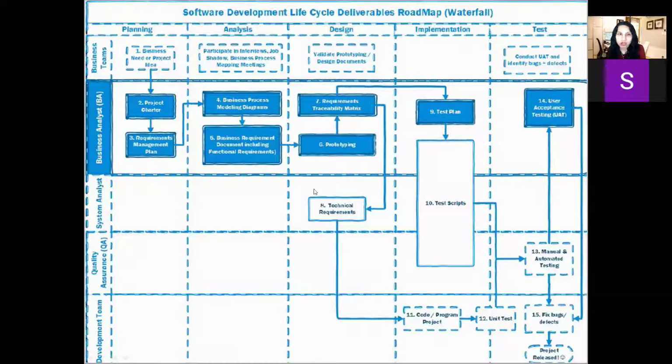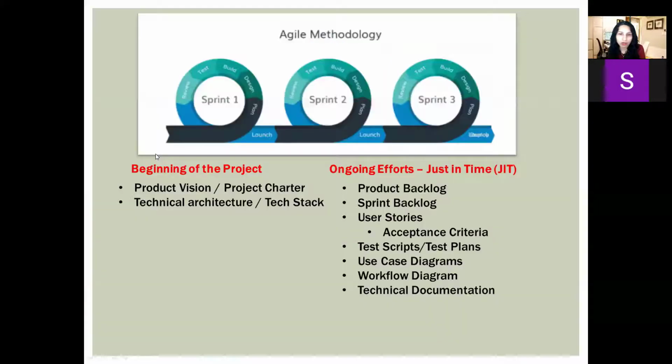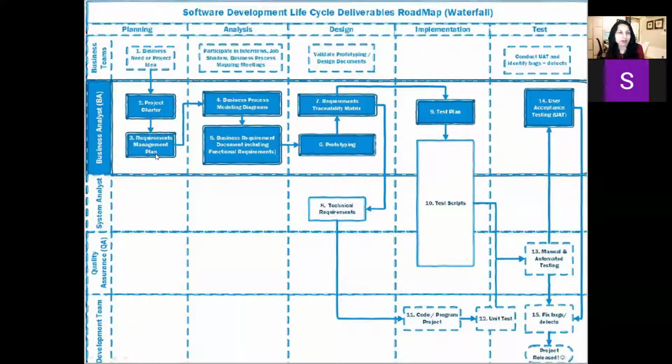Okay, so let's talk about waterfall, then I'll talk about Agile, and then we'll finish it up with any questions you guys may have. So this is waterfall. You start with planning, and as a business analyst, you're typically helping out with creating a project charter, or sometimes project managers do the project charter or the requirements management plan. All organizations are different. It could be a BA, it could be a PM.